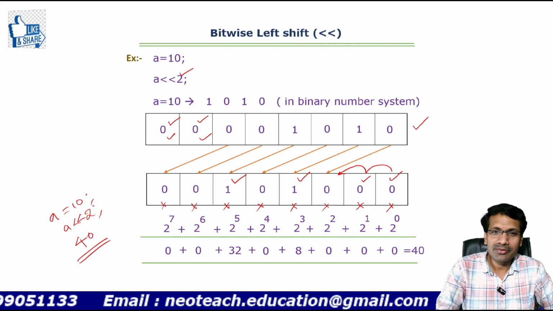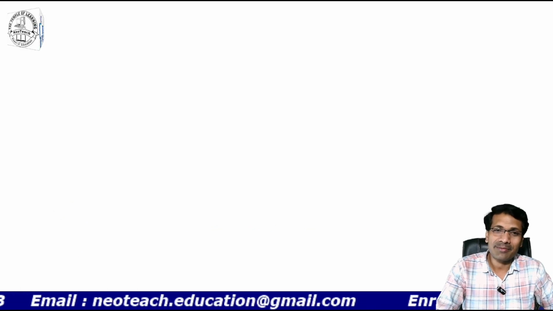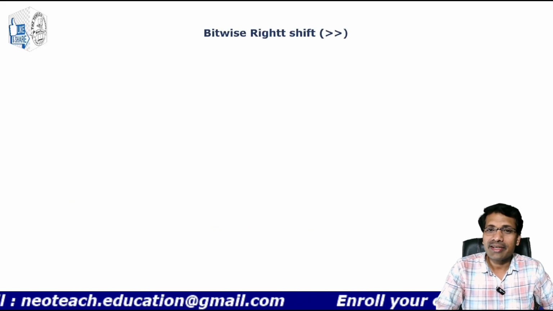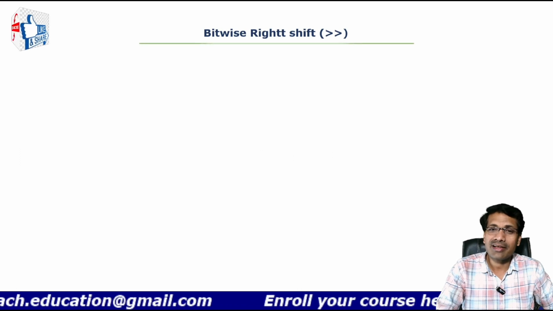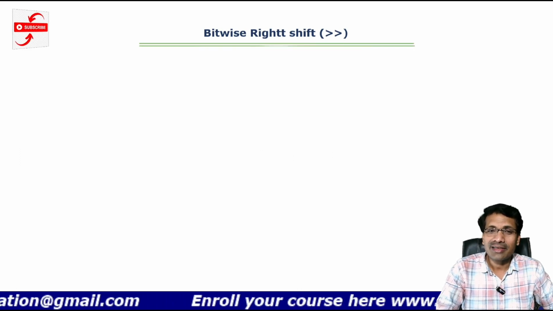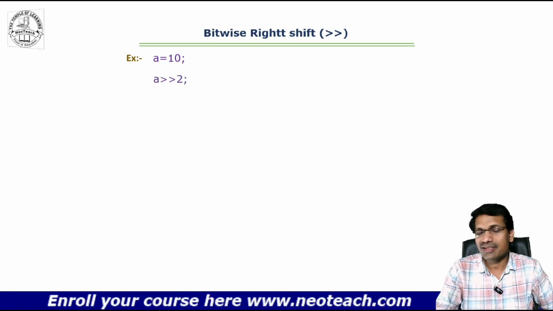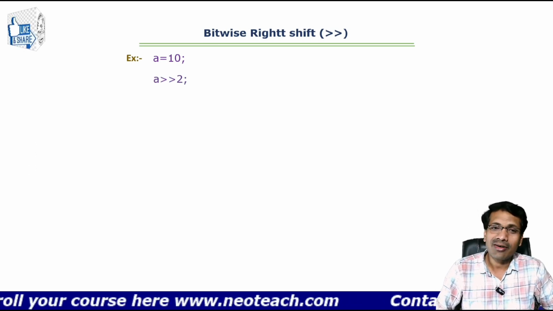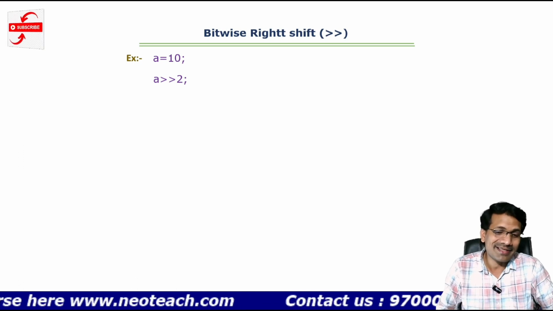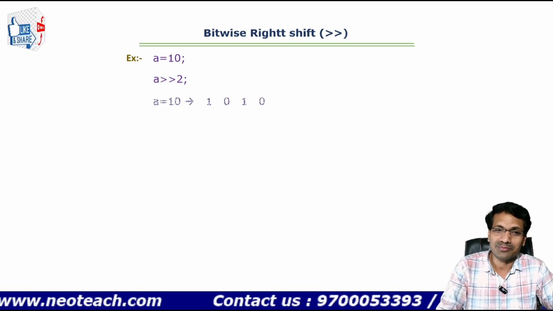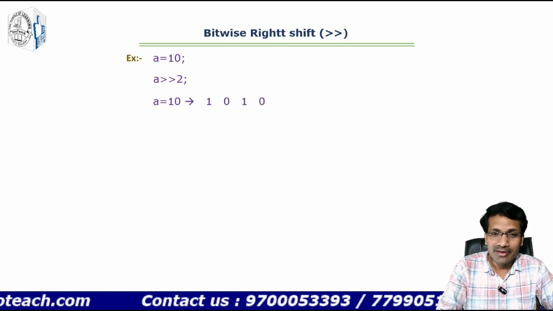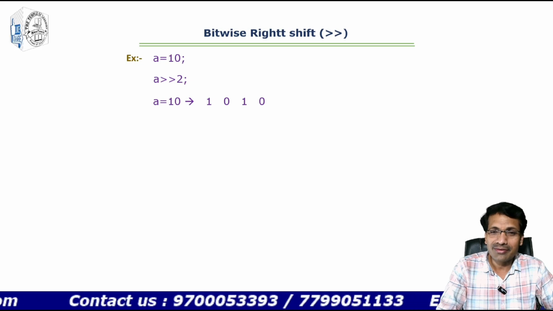Now we will move on to the bitwise right shift operation. Here we also take the same example, A equals 10, and its binary equivalent is also 1010, we know that. Now we are going to shift towards the right side, A right shift 2. So A equals 10, that value is 1010.